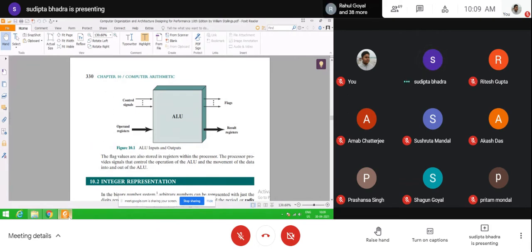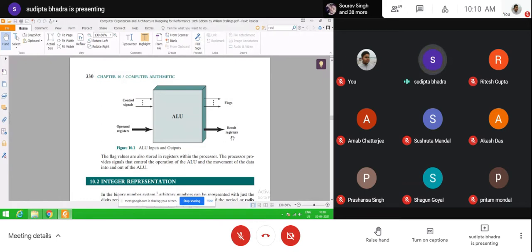So the input for the ALU will be the operand registers, meaning the values of those registers. After the operation, the output will be stored in a result register. Say R1 and R2: you perform the addition on the values of R1 and R2, and then store the result back in the R1 register. That is the result register.